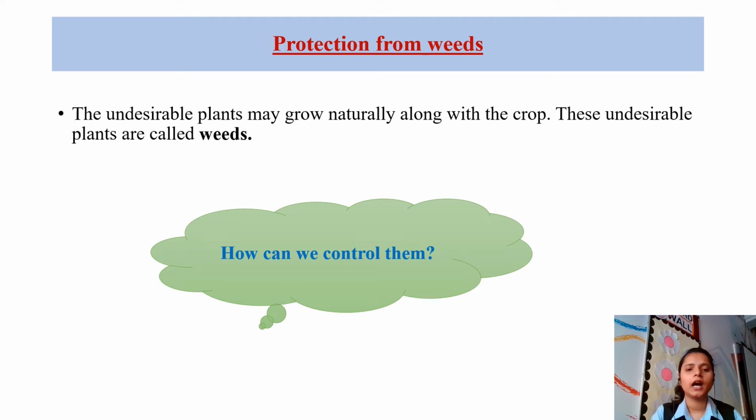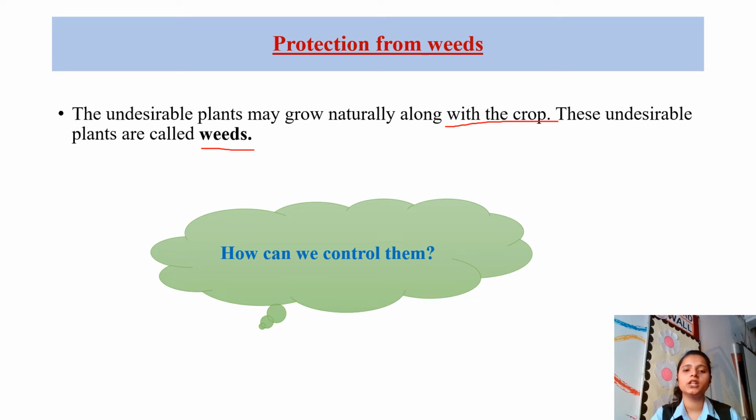So let's see how we can protect our plants, our crops, from weeds. Let's see what is written here. The undesirable plants may grow naturally along with the crop. These undesirable plants are called weeds. And how can we control them?